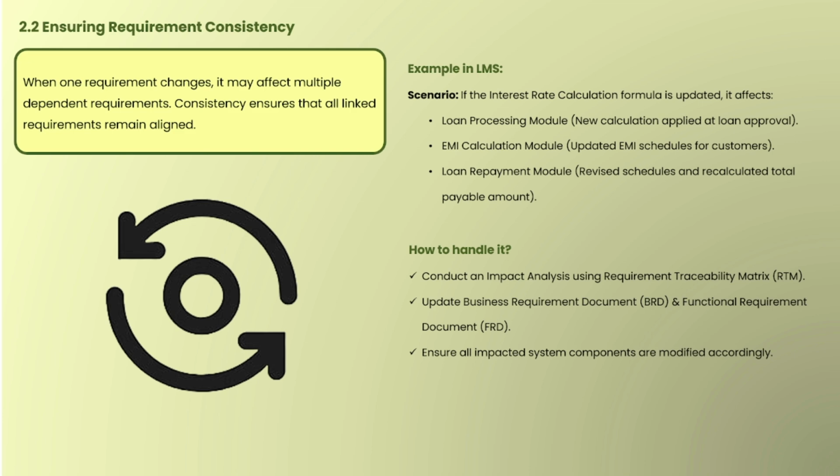So how to handle requirement consistency? There are various ways. Conduct an impact analysis using the requirement traceability matrix, then update the business requirement document and functional requirement document. These two documents are the main documents for any business analysis, so we need to update them. We haven't seen BRD and FRD yet; it's a separate tutorial we have dedicated to it. Then ensure all impacted system components are modified accordingly. In this way we ensure that requirements are properly maintained and consistency is maintained.